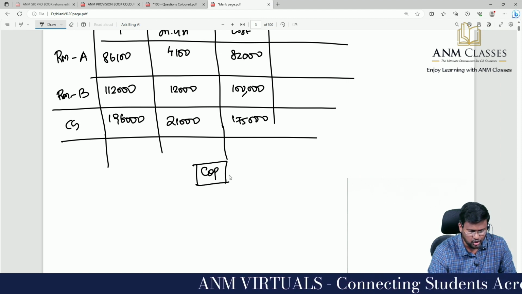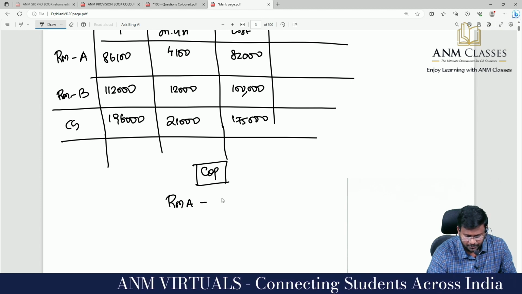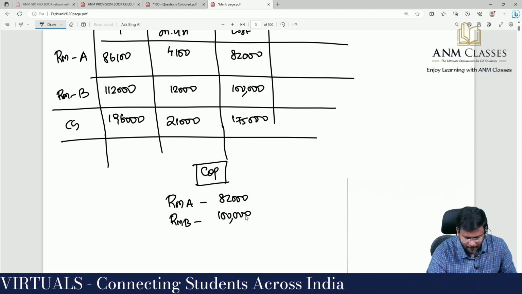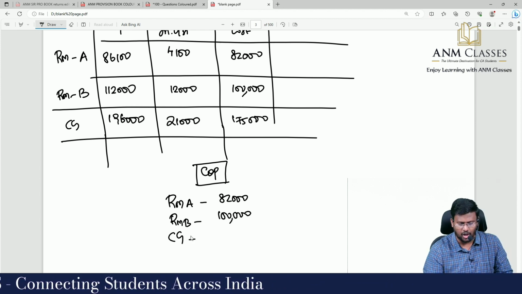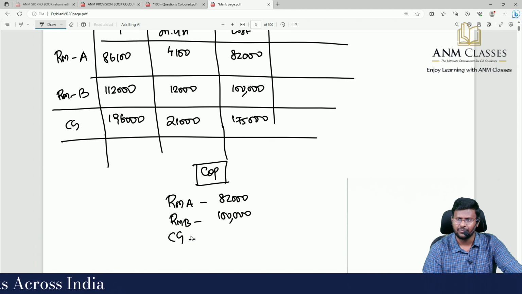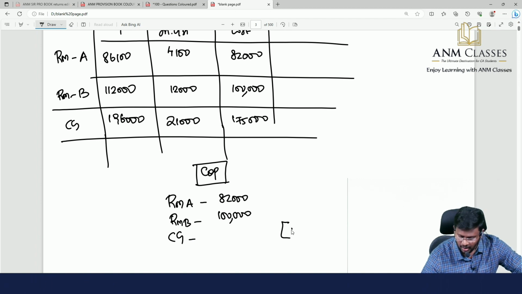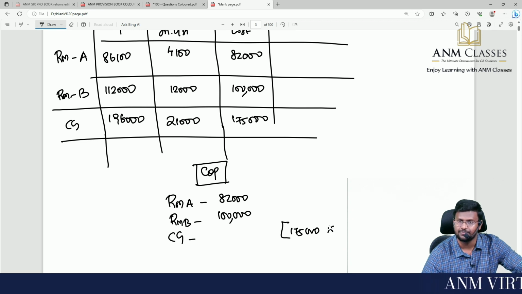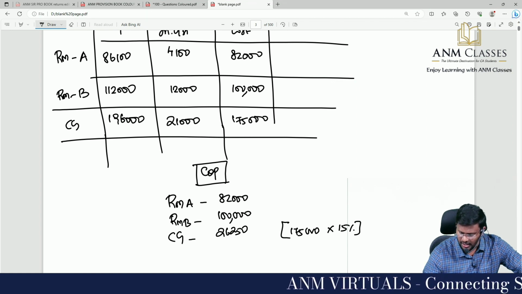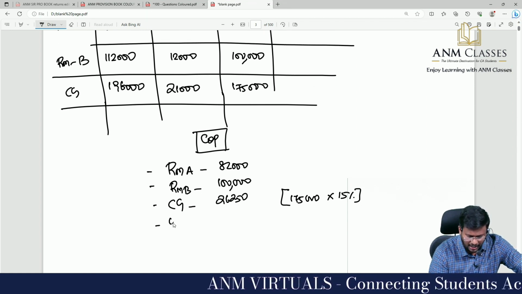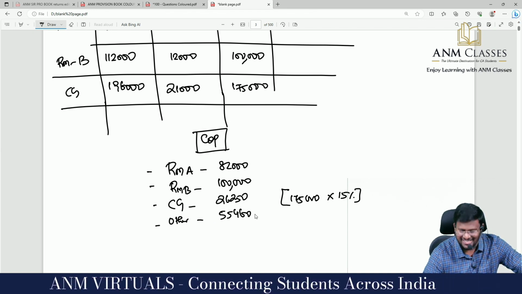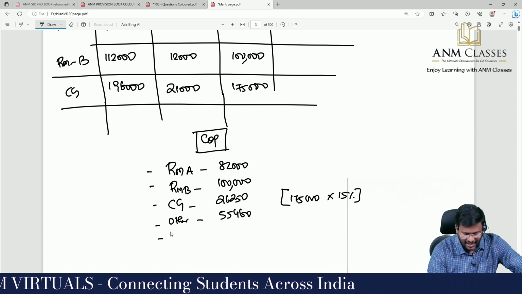Yes, cost of production: raw material A cost 82,000. Raw material B 1 lakh. Capital goods cost 1,75,000. Will you charge the entire value of capital goods or depreciation? Depreciation on the value of the asset. 1,75,000 into 15% comes to 26,250. Correct? Tell me other expenses given in the question: 55,460.